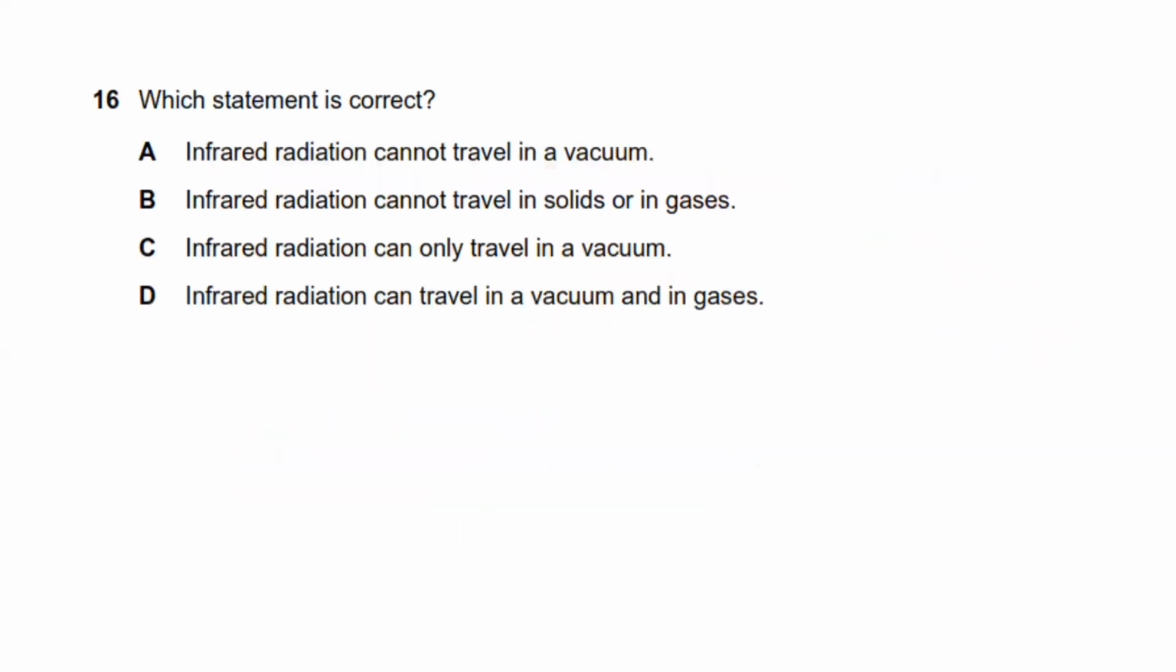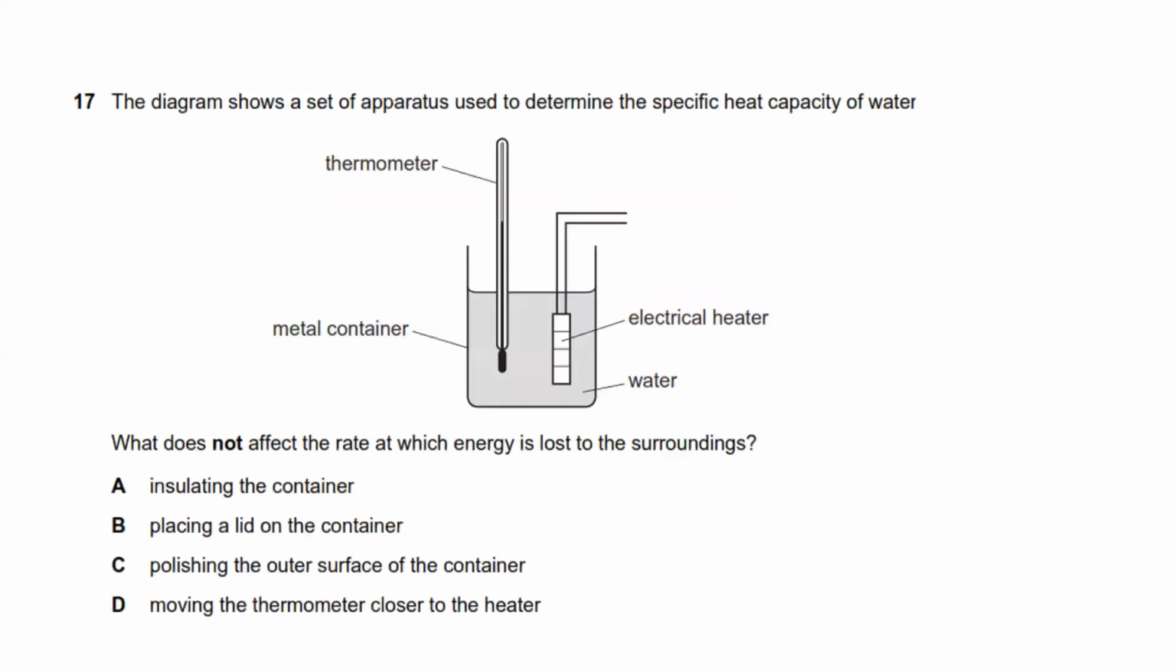Then the next question, question number 16. It says which statement is correct? Infrared radiation can travel through a vacuum. Infrared radiation cannot travel through solids and gases? No, it can travel through solids and gases. Infrared radiation can only travel in a vacuum? No, it can travel in other media as well. It can travel in a vacuum, yes, and in gases, yes. Solids are difficult for infrared rays to travel through. So answer D is the best choice we have amongst these options. So next question, it says.